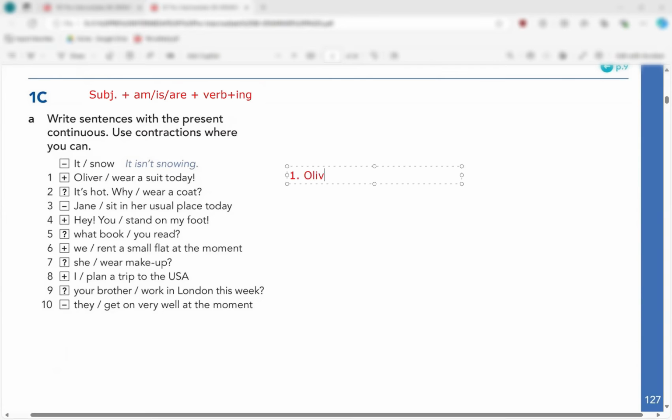Number one, Oliver is wearing a suit today. You see, Oliver is wearing a suit today. If I really want to make a contraction, I do what? I do apostrophe s. Oliver's wearing a suit today. That's also fine, guys. Number two, question. It's hot. Why wear a coat? So here, it's hot is going to stay as it is because it's a complete sentence.